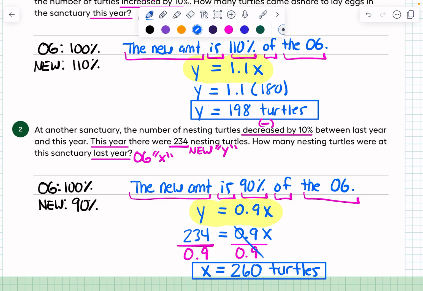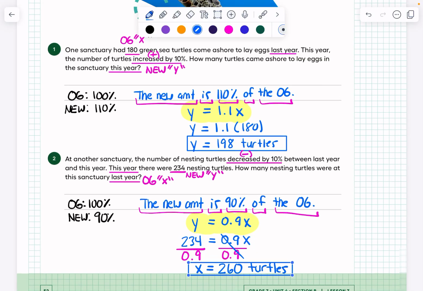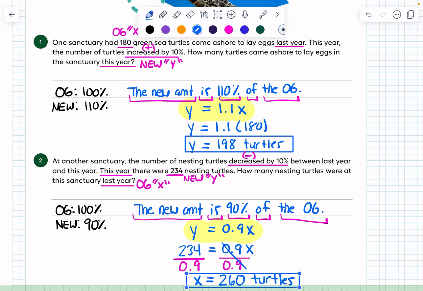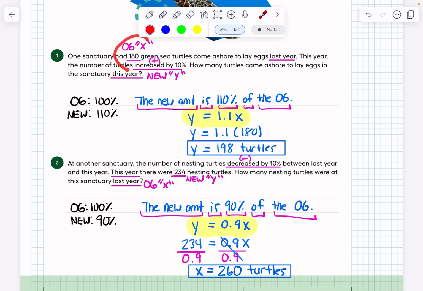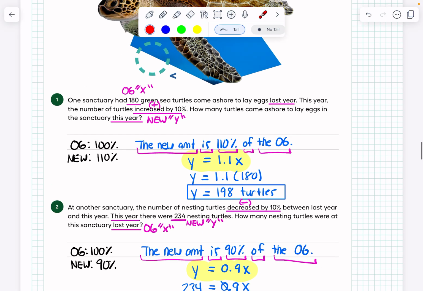So the reason why I wanted to start with this is because one, it had so much space provided, but I also want you to understand that when you plug in, you don't always plug in for X. As you can see, this one was a plug-in for X, and this one was a plug-in for Y. So it's not always going to be the same. It very much depends on the question. So be on alert as to which variable you're plugging in.